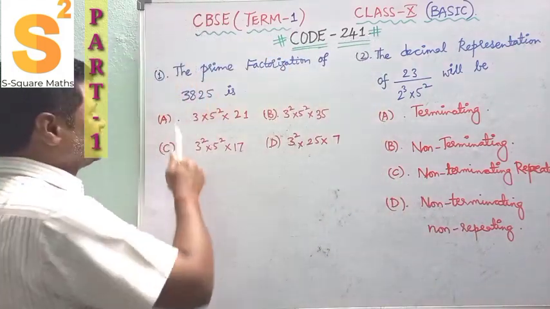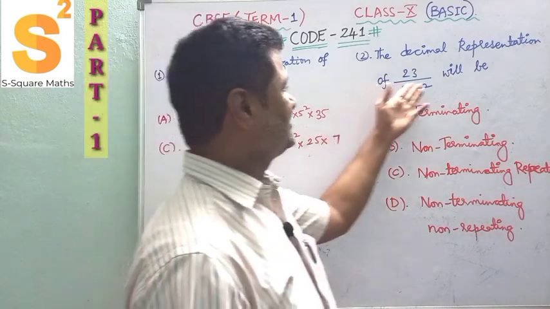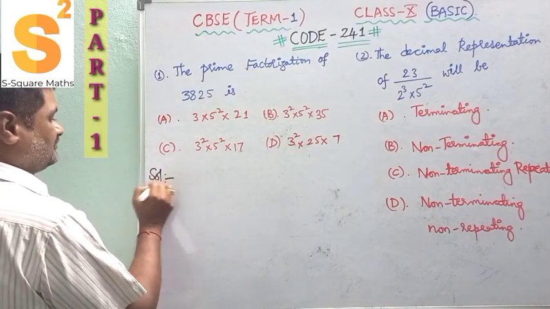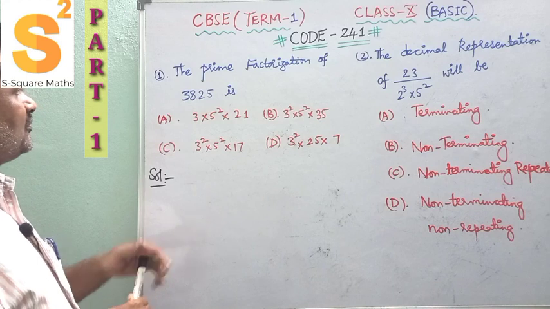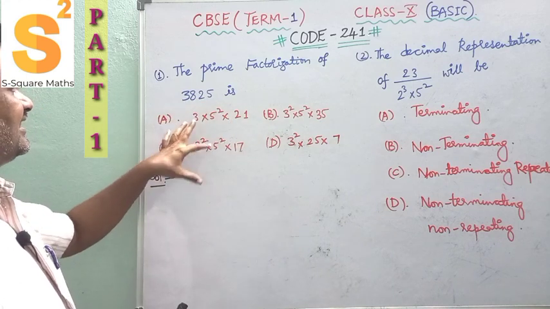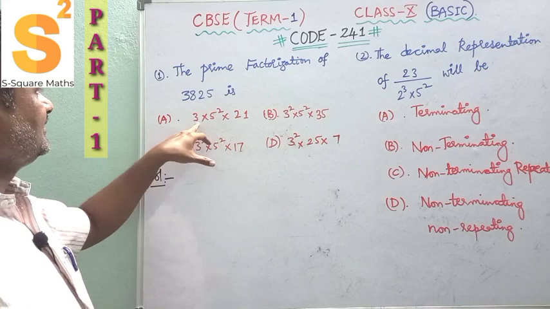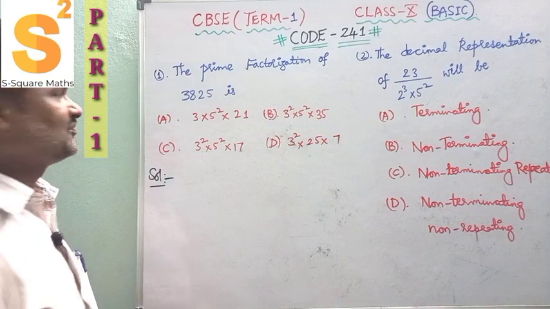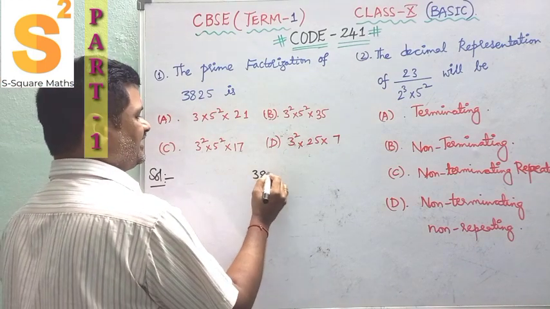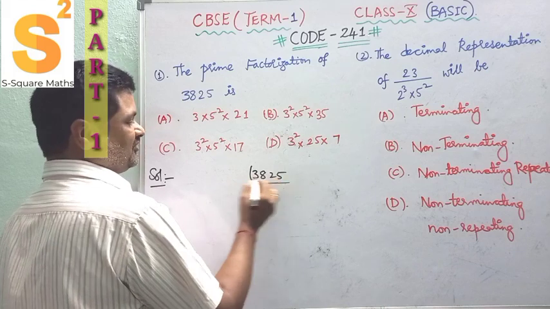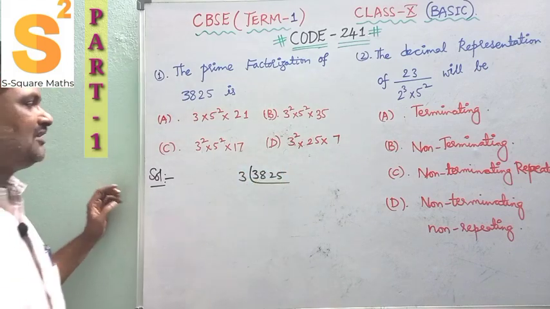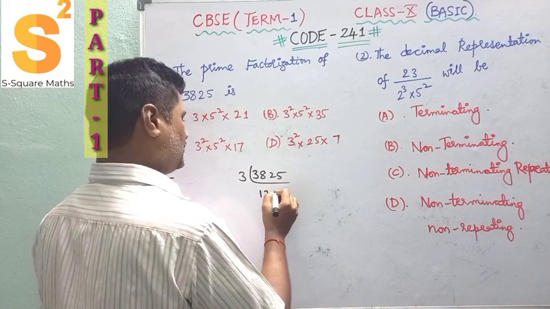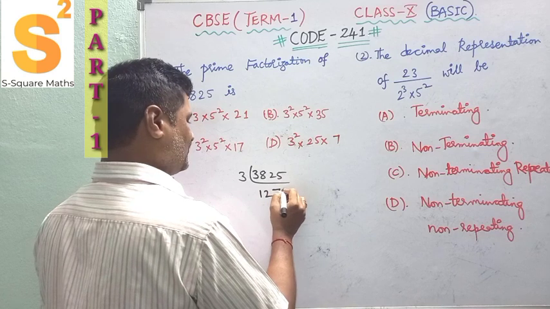Now the prime factorisation of 3825, and options are given. Here is the solution. If you observe the options, the various factors are 3's, 5's and indirectly 7's, etc. So let us go through the original process. For 3825, the sum of the digits shows it is divisible by 3. So 3 ones are 3, 3 twos are 6, 3 sevens are 21, and here it is 5.